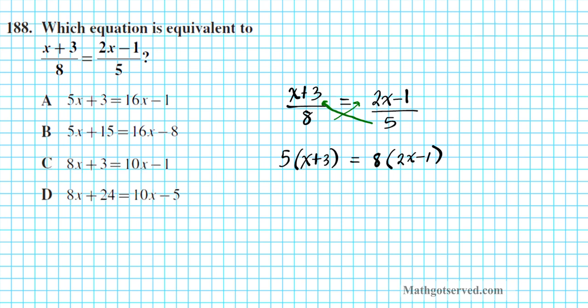Now, to proceed, you notice that the options here do not have parentheses, so we have to resolve the parentheses on both sides of our equation. So we'll distribute 5 to x and 3, distribute 8 to 2x and negative 1, and our final answer will be 5x plus 15 equals 16x minus 8. All right, so what is our answer? Answer is option letter B. All right, so that's that.